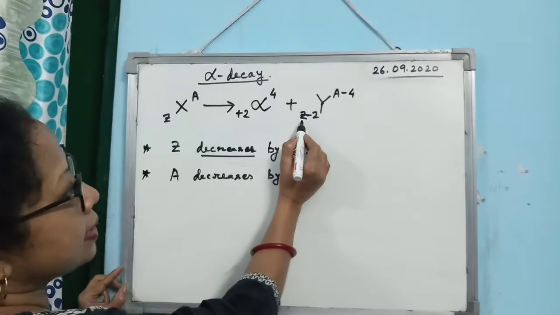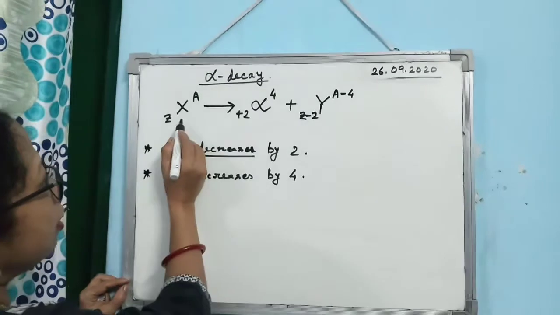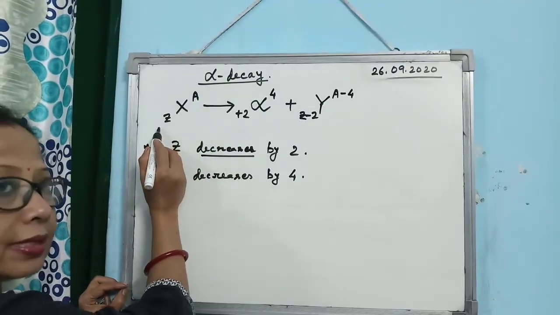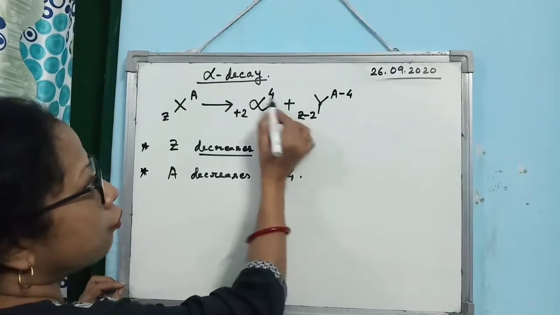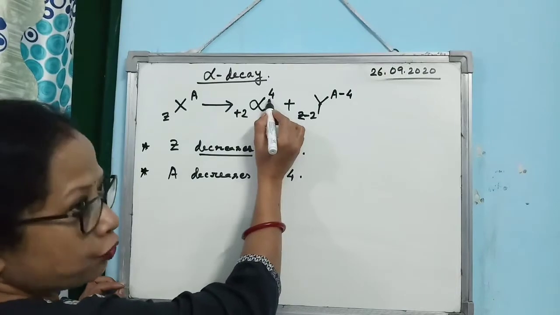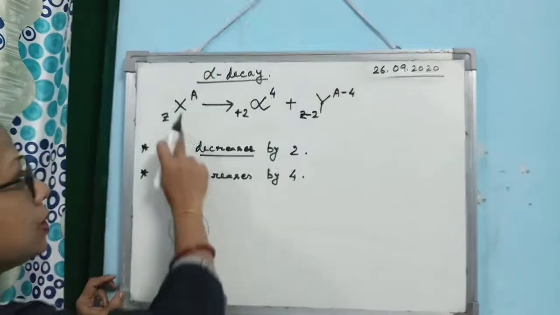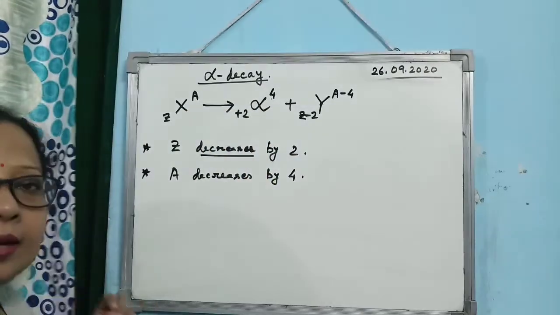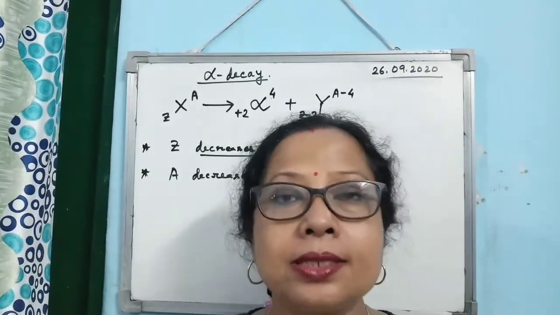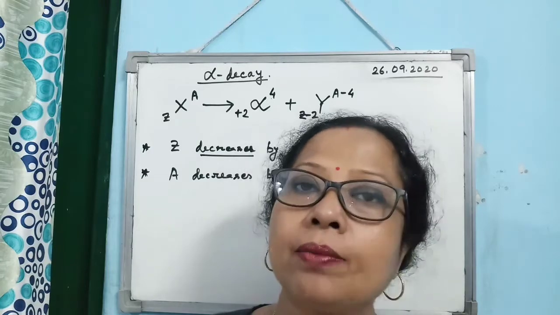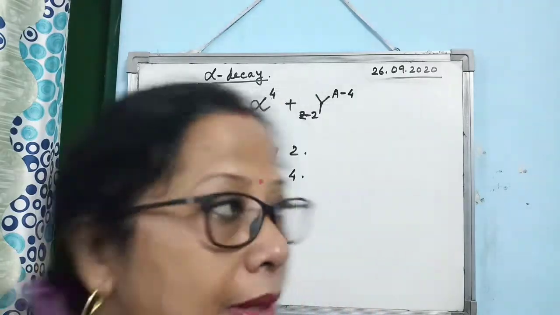So look at it: Z minus 2 plus 2. How much is the total atomic number? Z. And what is the atomic number on the left? Z. Now consider the total mass number: A minus 4, then 4. So A minus 4 plus 4 is A, and the mass number on the left side is A. So you see, it is a balanced nuclear reaction. This is the way we balance a nuclear reaction: the total atomic number on both sides should be the same, and the total mass number on both sides should be the same.